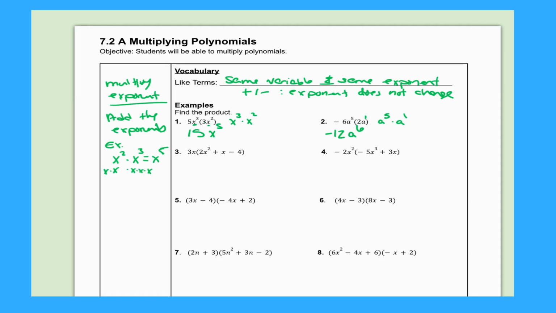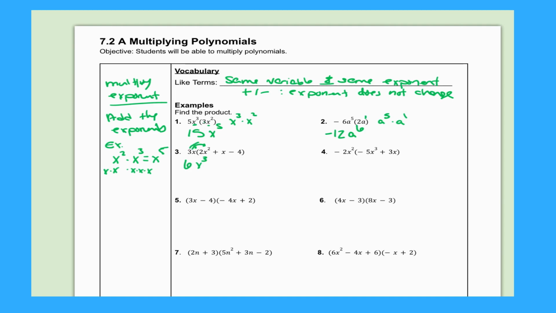And then when we have problems like this, we're taking a monomial times a trinomial. We take that outside term, it's like distributive property. It is distributive property. So we're taking that 3x term and we multiply it by each of the inside terms. So 3x times 2x squared. So 3 times 2 is 6. And then this is really x to the first. So 1 plus 2, that makes x to the third. Because again, we're adding those exponents.